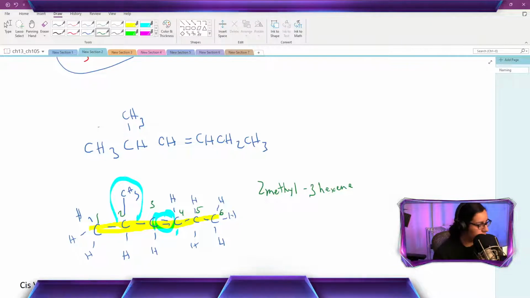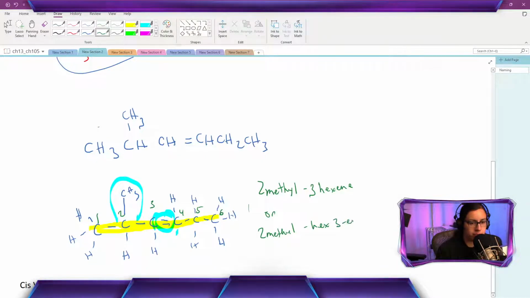You might also see it as 2-methylhex-3-ene. So I think this is an older naming convention, but this is still used a lot. But you might also see it like this. On an exam, I would want to accept both.